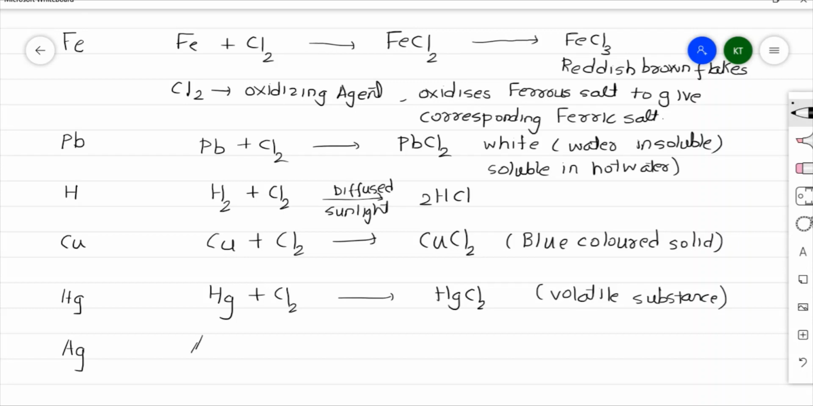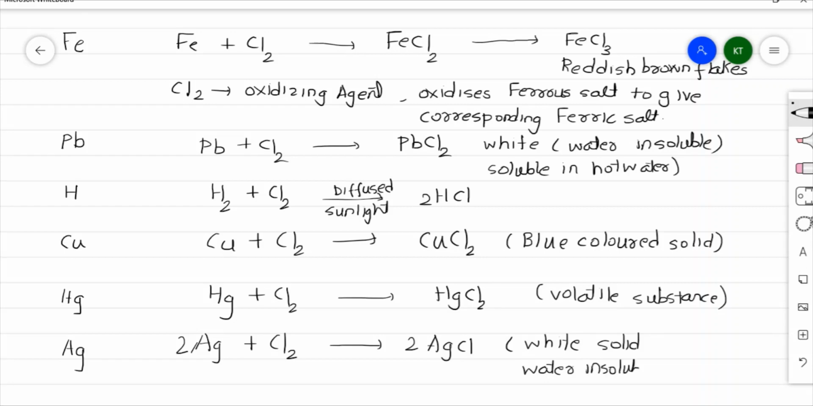The last element which we have to react with chlorine in the activity series is silver. Now silver also reacts with chlorine so as to give me AgCl. This is also a white solid, which is water insoluble in nature. So this is about your reaction of chlorine with metals.